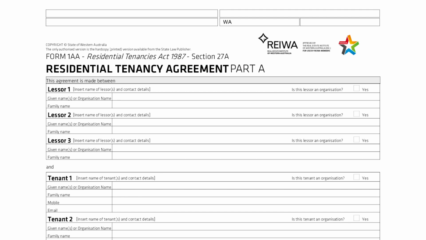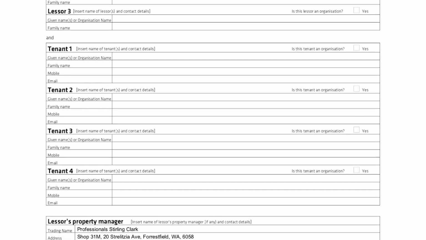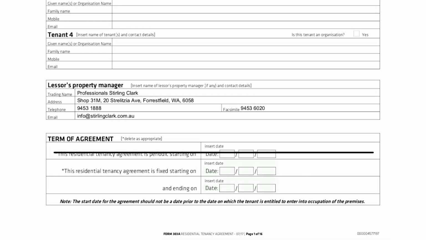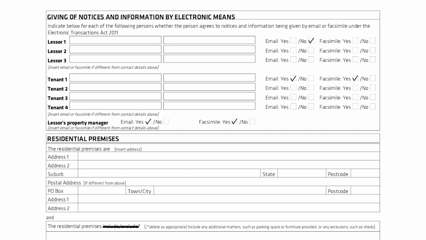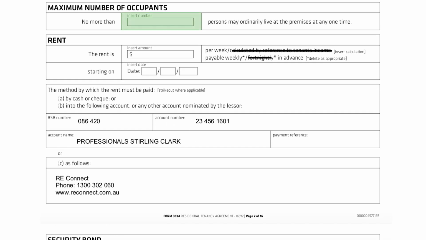Here is your residential tenancy agreement. Terms of agreement, tenancy start and finish date. You have agreed for electronic communications via correspondence with our office via email. Number of occupants will not exceed the maximum number in this section here. Rent will be in here, starting on the start date.